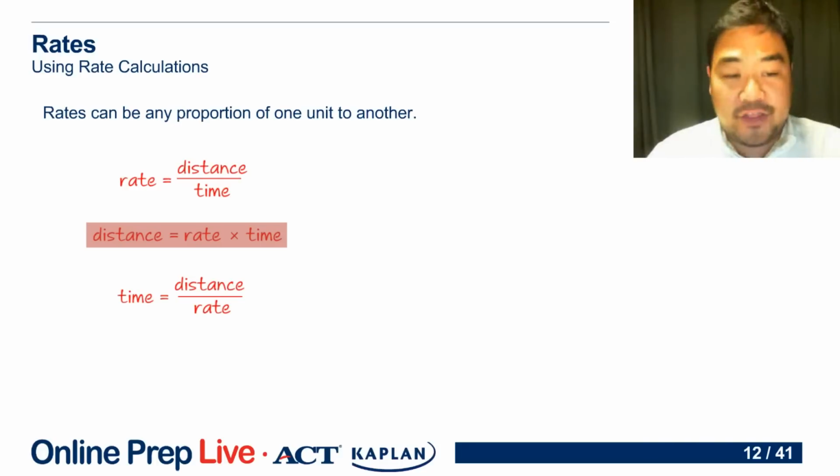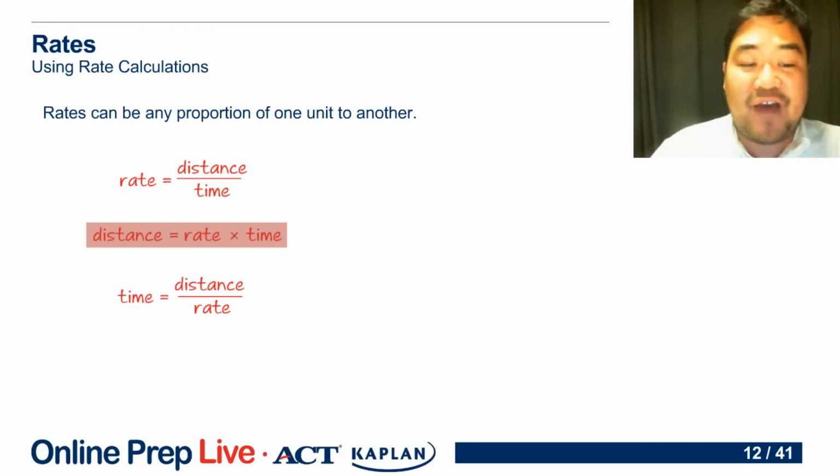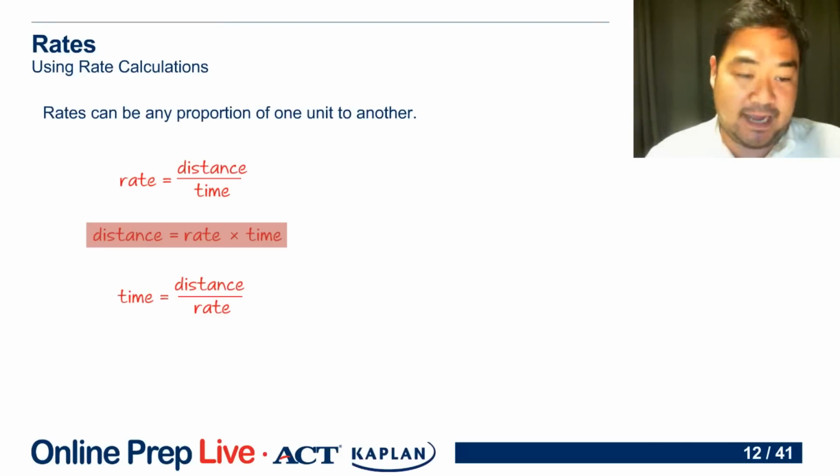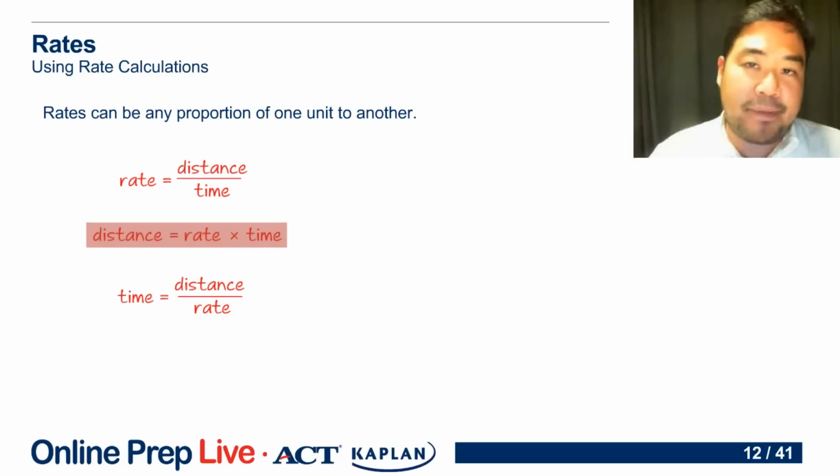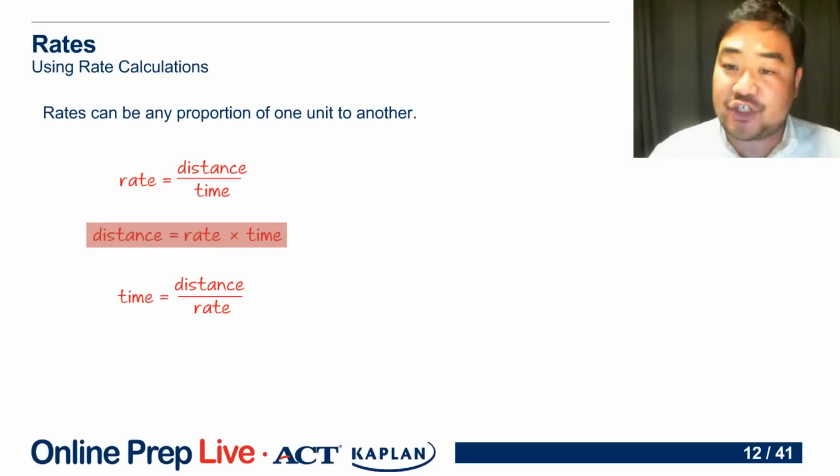And then, of course, the other way to format this is if you were to divide both sides by the rate, then you'd have distance divided by rate is equal to time. So 3 different ways of saying the same equation. So depending on which of these 3 parts you're solving for, set up the equation appropriately.